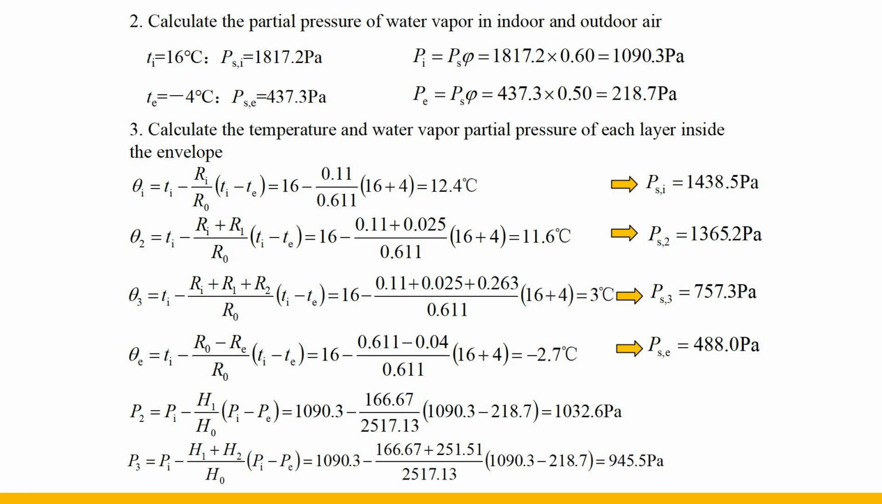The third step calculates the temperature and the water vapor partial pressure of each inner layer. According to the calculation formula of the internal temperature of the envelope structure, the temperature of the inner surface is 12.4 centigrade. The temperature of the interface between the first layer and the second layer is 11.6 centigrade, and the temperature of the interface between the second layer and the third layer is 3 centigrade. The outer surface temperature is -2.7 centigrade.